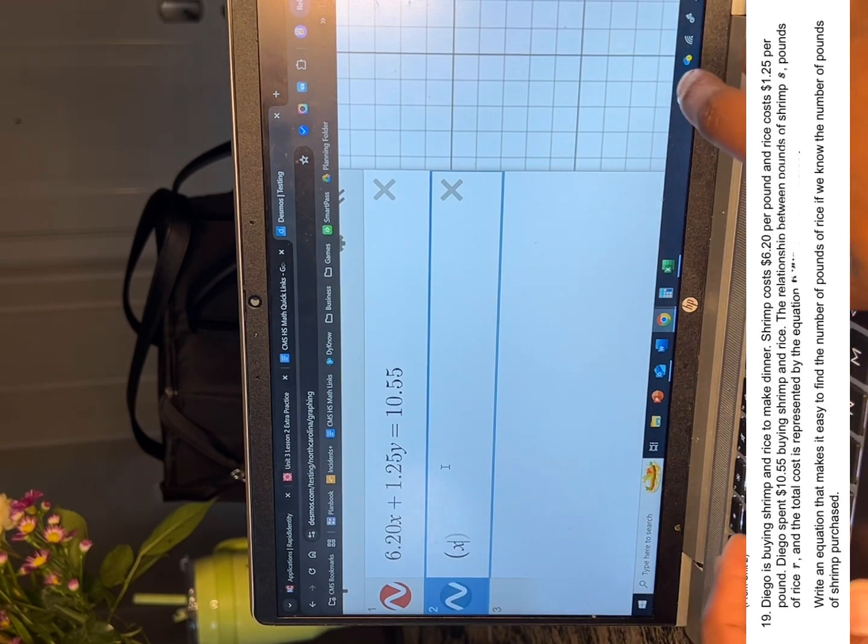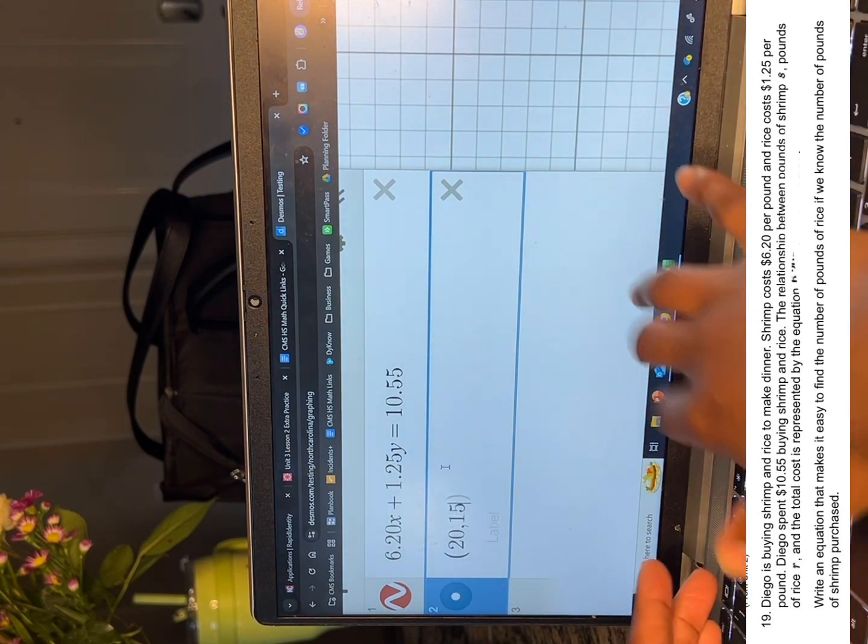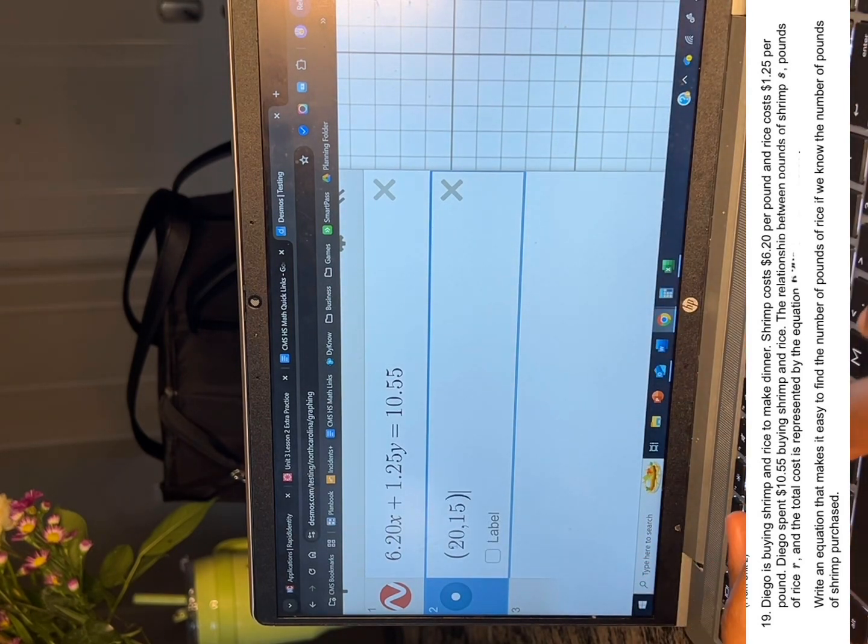So if I have the point 20, 15, right? That is 20 pounds of shrimp because that's my X and X represents the shrimp. And 15 pounds of rice because Y represents rice. And this is X and Y in the point. Okay?